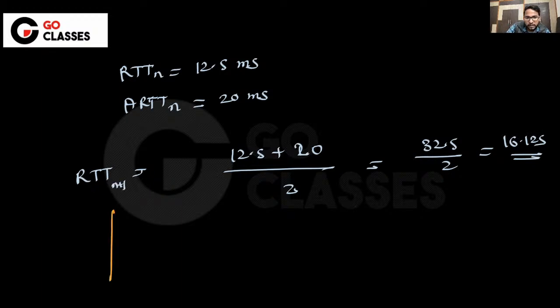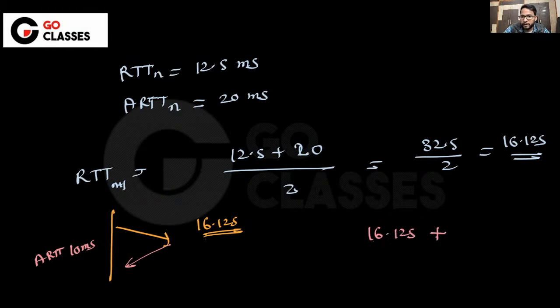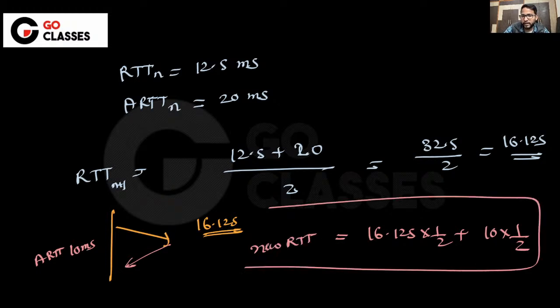Now this time I'm estimating 16.125. This is my estimate, okay, but the actual RTT could be different. The actual RTT, let's suppose, happens to be 10 millisecond only. Now I will say, okay, whatever I estimated into 1 by 2, because alpha is 1 by 2, plus whatever reality happened into 1 minus alpha, which is also 1 by 2. This is my new RTT. That's simply how you keep on calculating, right? So that's how you calculate the new RTT.